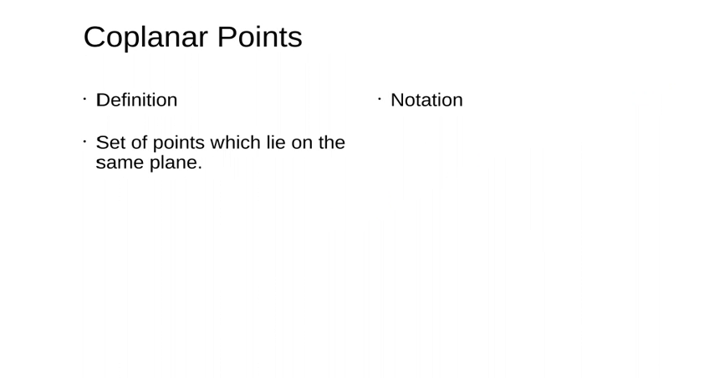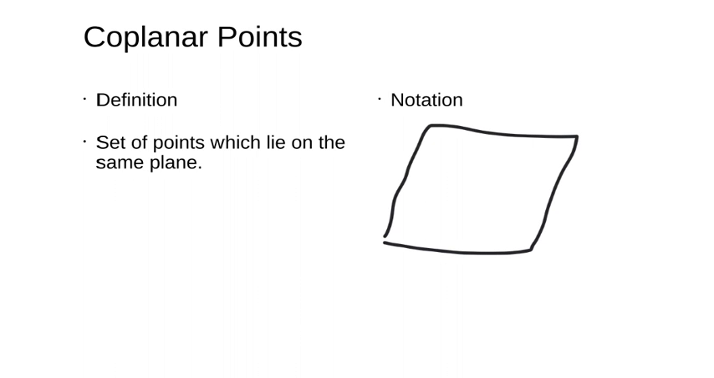Coplanar points are very similar to collinear points. Coplanar points are a set of points that lie on the same plane. So usually in a book or worksheet you'll see a plane kind of drawn like this. Any points that are drawn on the plane would be coplanar. Any point that's drawn off of the plane is non-coplanar.